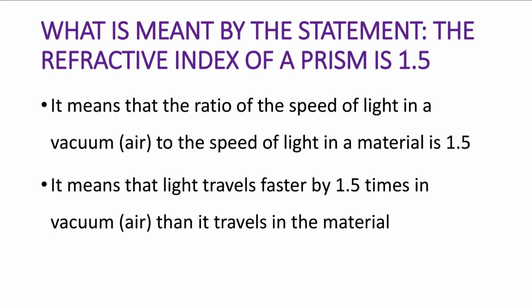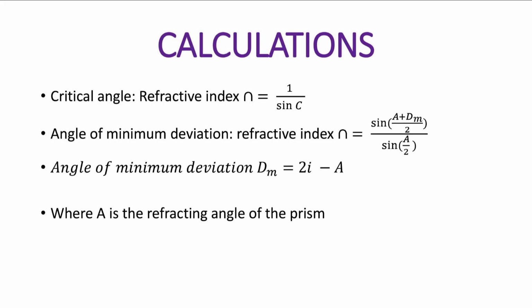Then finally, they can ask you some calculation questions, like those involving the critical angle. Remember that refractive index is equal to 1 over sine c, where c is the critical angle. Or they can ask you to solve problems around minimum deviation. Also note that the refractive index is equal to sine of (A plus the minimum deviation) over 2, over sine of A over 2, where A represents the refracting angle of the prism. And in direct format, the angle of minimum deviation is also equal to 2i minus A, in case that is what you're given and asked to find.